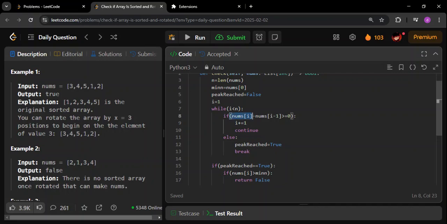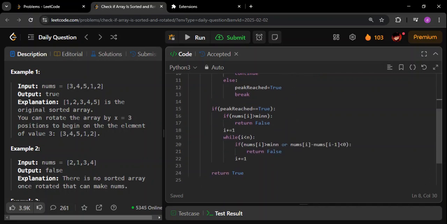We'll just do exactly the same part. Okay, same thing we are going to do now. While i is less than n, same thing we have to repeat here. If nums of i is greater than min, then we have to return false, or if nums of i minus nums of i minus 1 is less than 0.